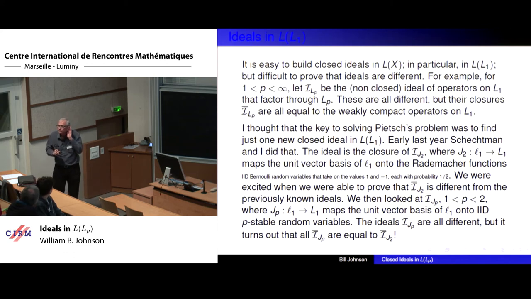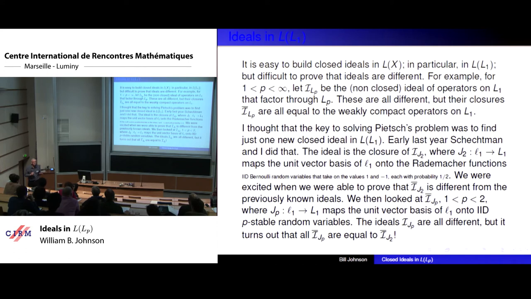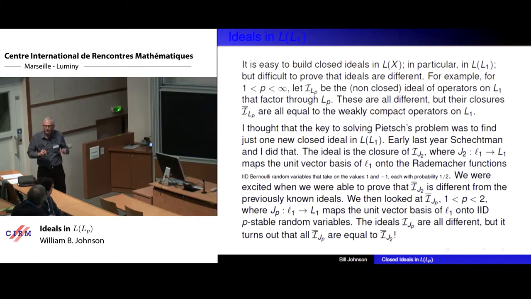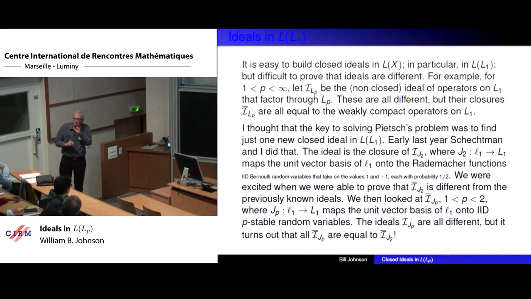Sorry? Why is it natural to look at p-stable here and not just any sequence of random variables? Well, that would be natural too, but once you get them for p-stables. But do you know how it depends on the sequence? We don't know that, no. Probably you get the same thing if you look at a sequence of IID uniformly integrable variables. Not sure, but probably, yeah. I mean, the techniques would, yeah. But that doesn't completely answer your question.